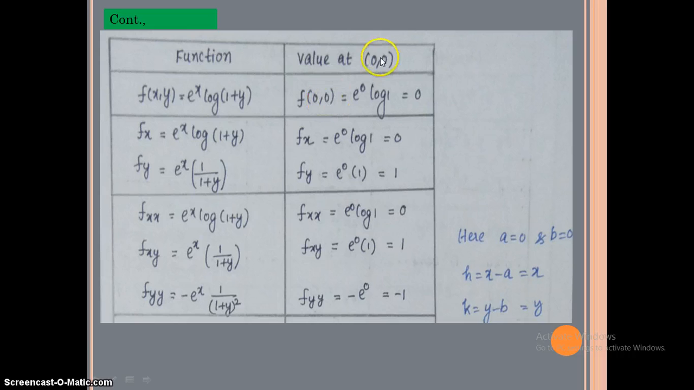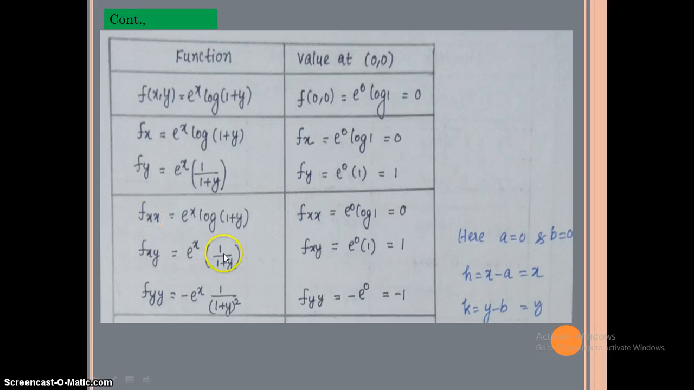So next put the point 0, 0. First we take x is 0, y is 0. E power 0 is 1. Then log of 1 plus 0, that is log 1. What is log 1? Log 1 is 0. So 0 into 1 is 0. Next fx. Put x equal to 0. E power 0 is 1, and again log 1 is 0. So we get 0. Next fy, put x equal to 0. E power 0 is 1. 1 divided by 1 plus 0 is 1. So 1 into 1. E power 0 is 1. 1 into 1 is 1.